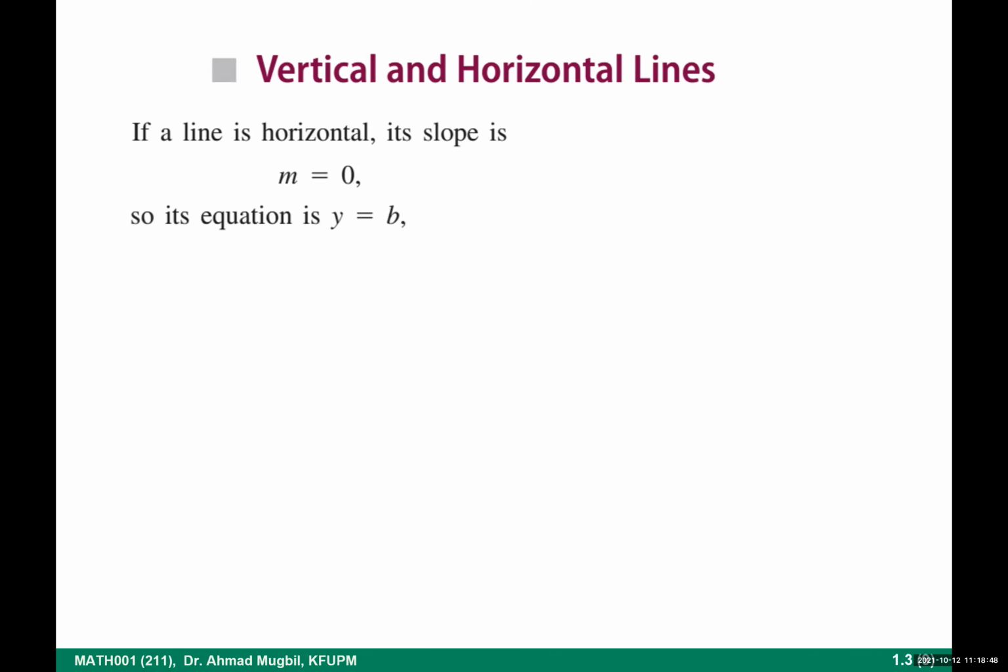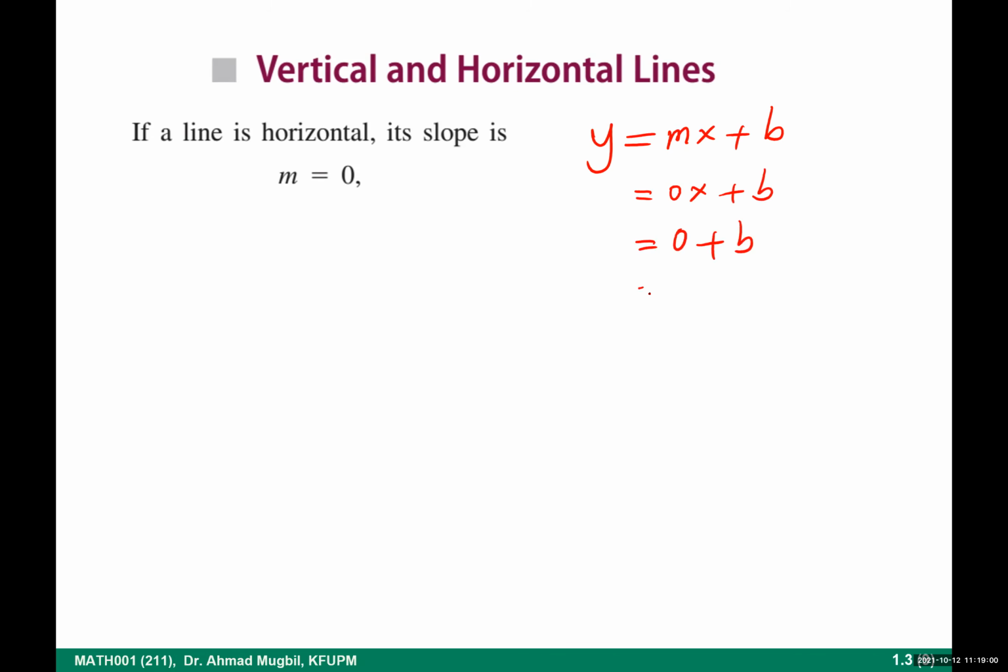So now the vertical and the horizontal line. We already mentioned that. We said that if the line is horizontal, its slope is 0. And its equation will be what? You know that y equals mx plus b. If m is 0, what will happen? 0 times x is 0, plus b. It will be b. So y equals b is the equation of any horizontal line. What is b? The y-intercept, exactly. So the equation is y equals b, where b is the y-intercept.